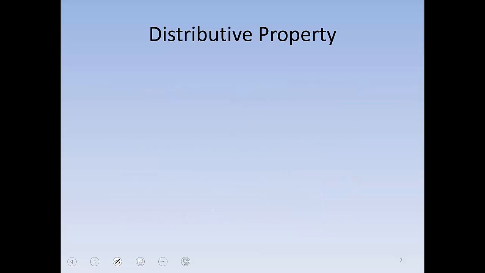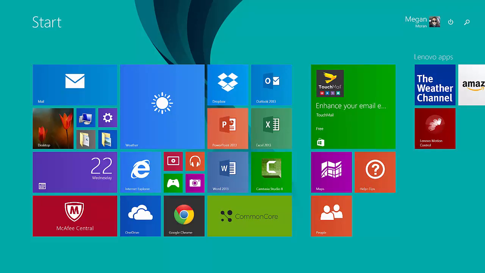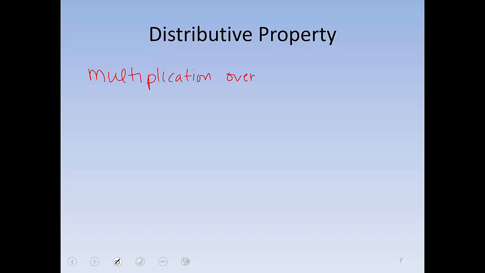Our last property is the distributive property. The distributive property is a multiplication property. It is multiplication over addition and subtraction. Let's write that down. This is multiplication over addition or subtraction.